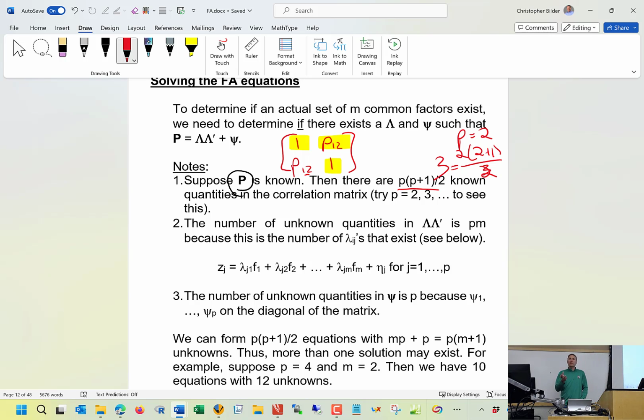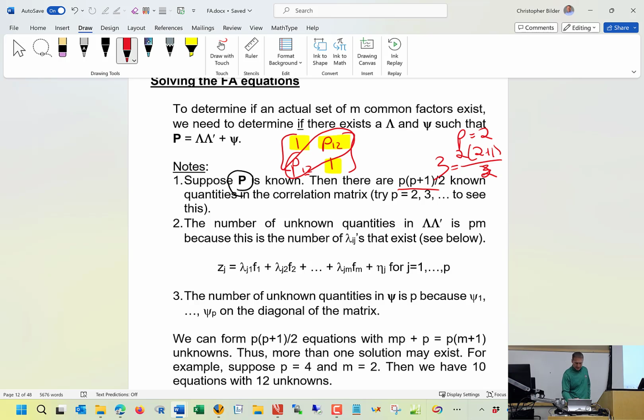In other words, what's the correlation between Z1 and Z2? Well, it's exactly the same as the correlation between Z2 and Z1. And so that's why I wrote it like that, because the matrix is symmetric. So in the end, we don't know 4 things, we only know 3 things, because these are duplicates. Whatever is in the 1, 2 element will be in the 2, 1 element.